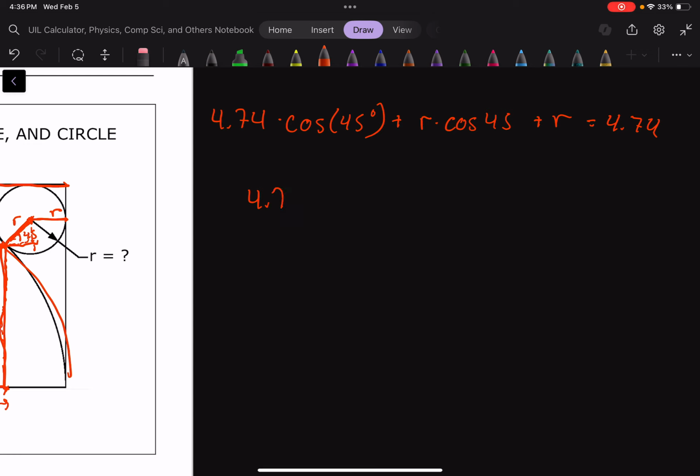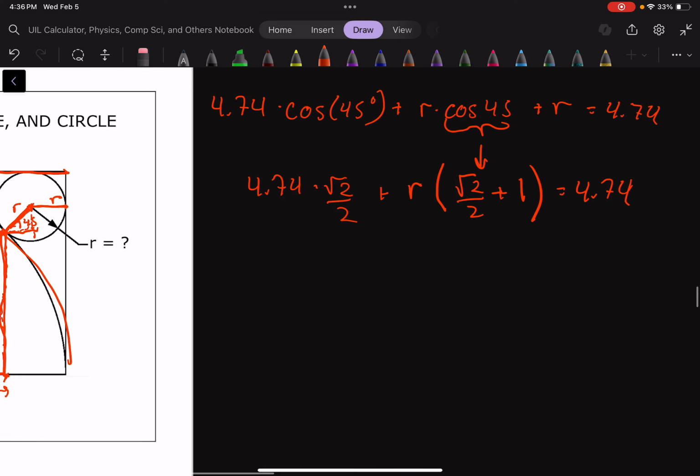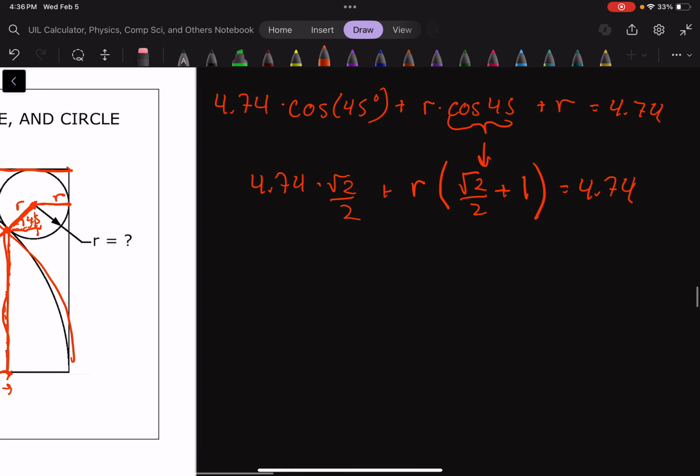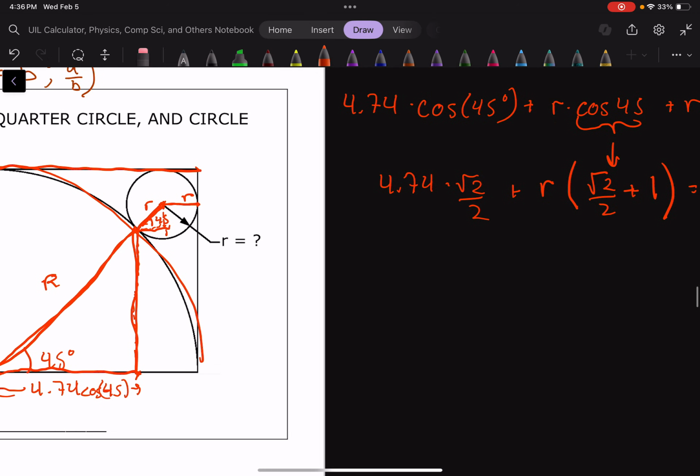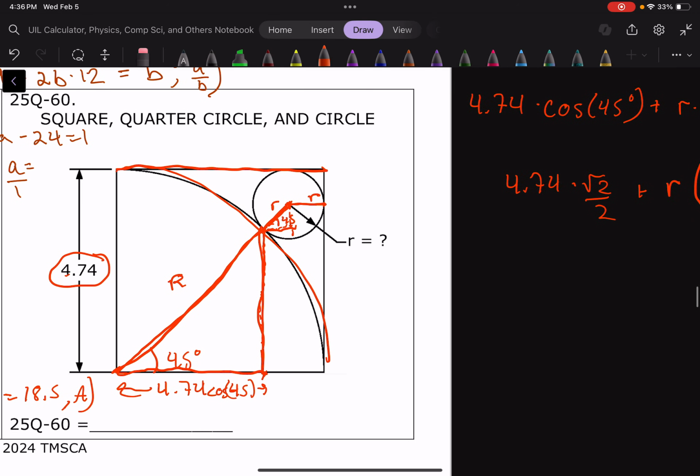So 4.74 times square root of 2 over 2 plus r. I'm going to factor this out. This becomes square root of 2 over 2 for the cosine of 45, and this guy, I'm going to get a 1, equals 4.74. Okay, move things over and solve for it, and that's how you do number 60. Not too bad, but it does look intimidating, because how often have you seen a shape oriented in that way, right?